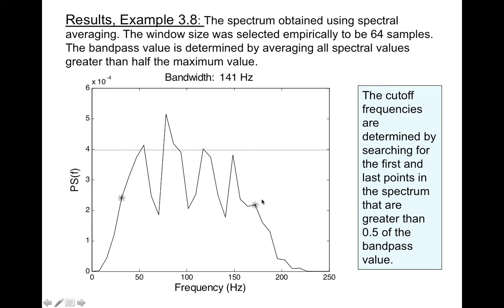Once again, this is a little bit arbitrary. It says the window size was selected empirically to be 64 samples. What does that mean? That means they tried a bunch of different window sizes and went with the one that looked the best.